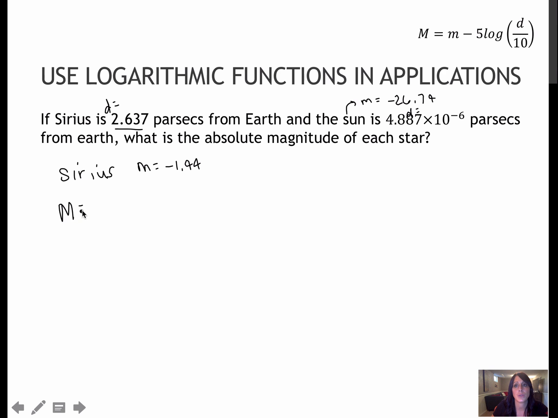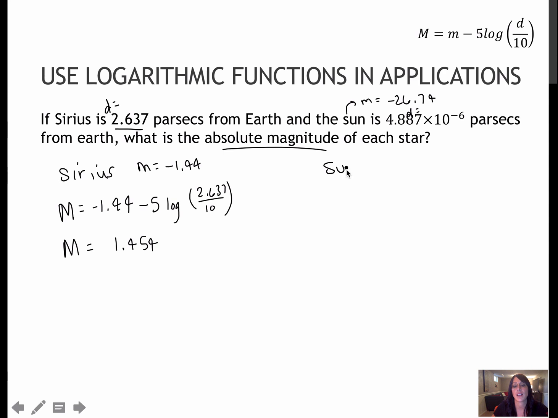So the absolute magnitude would be negative 1.44 for my lowercase m minus 5 times the log of 2.637 divided by 10. Obviously, I'm going to utilize my calculator to find this answer. Again, if you're using a one-line calculator, divide this first, which is just going to move that decimal one place, because dividing by 10 would move the decimal. So I'm going to take log of 0.2637, multiply that by 5 and then subtract it from negative 1.44. And when I did my calculations there, I found 1.454 would be M, which would be my absolute magnitude of Sirius.